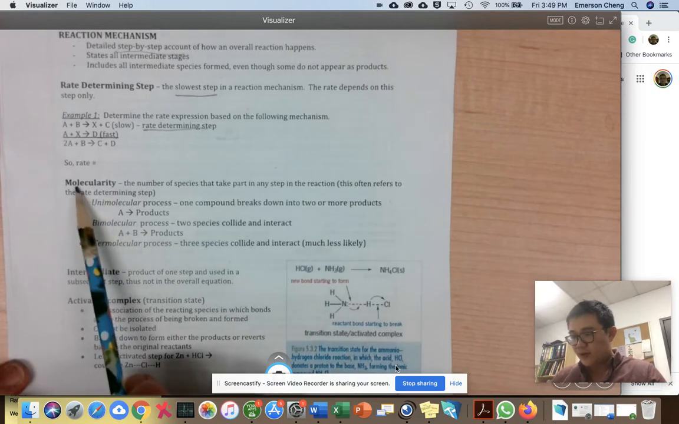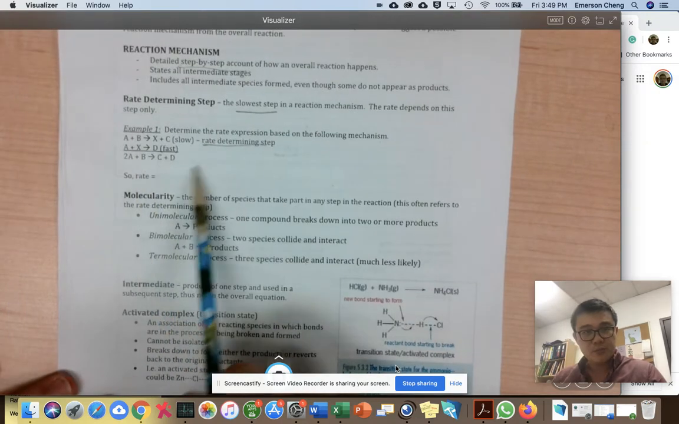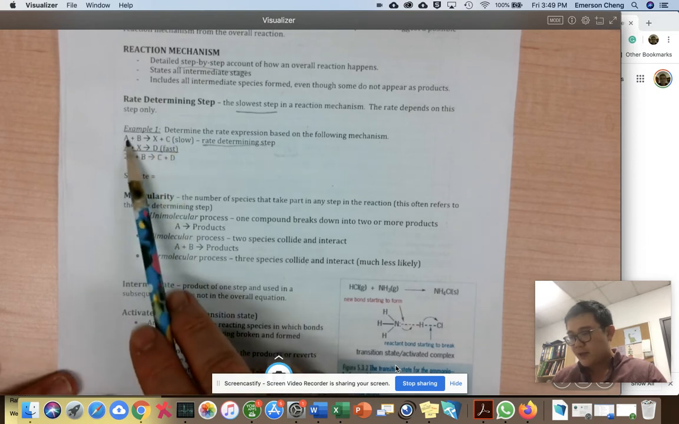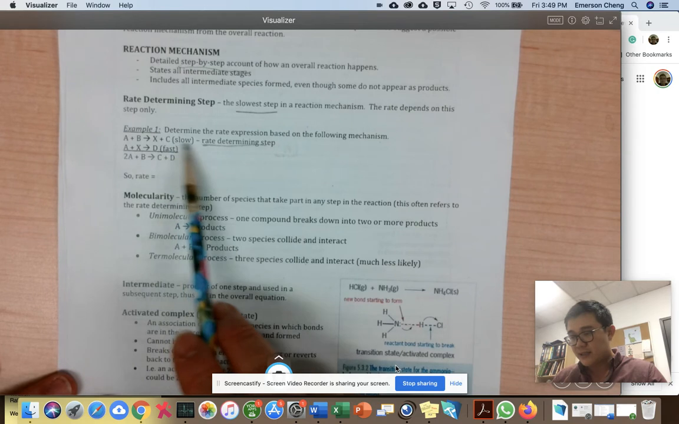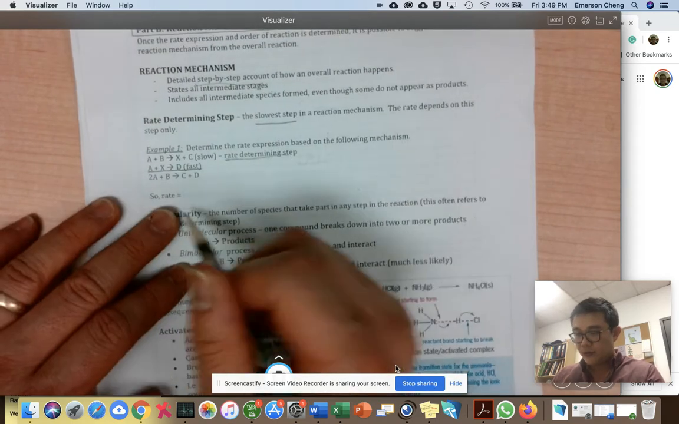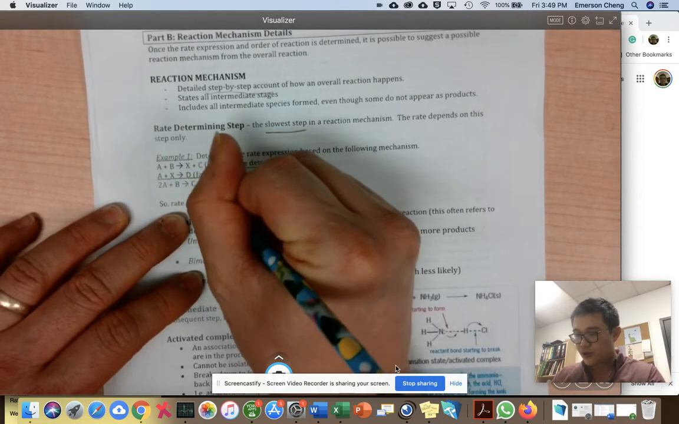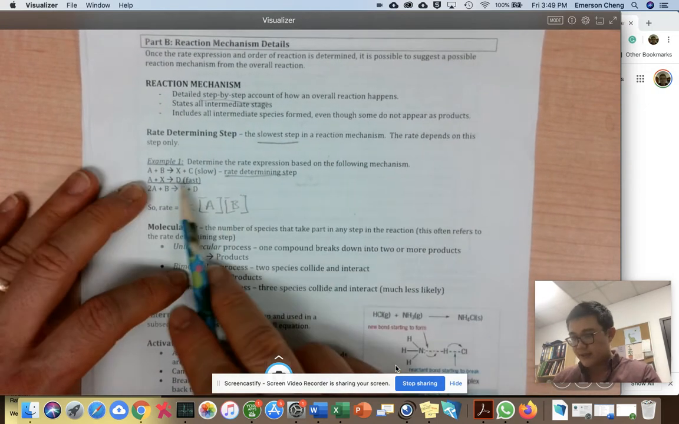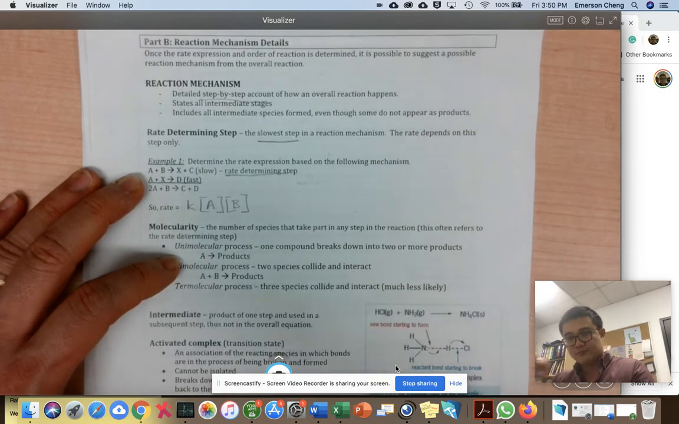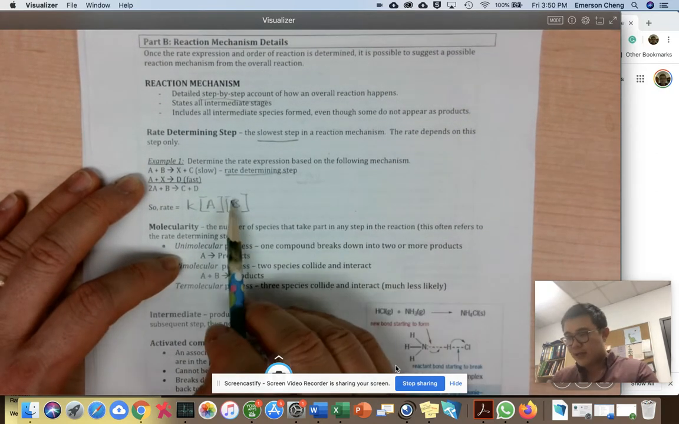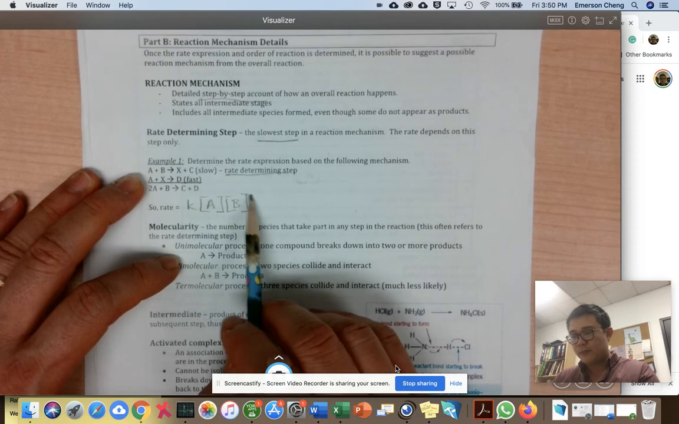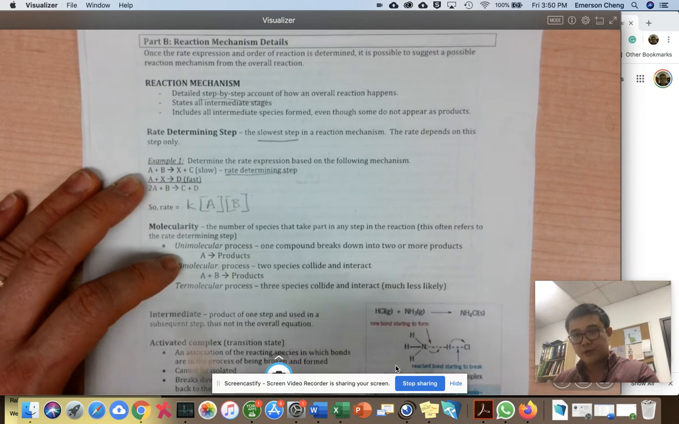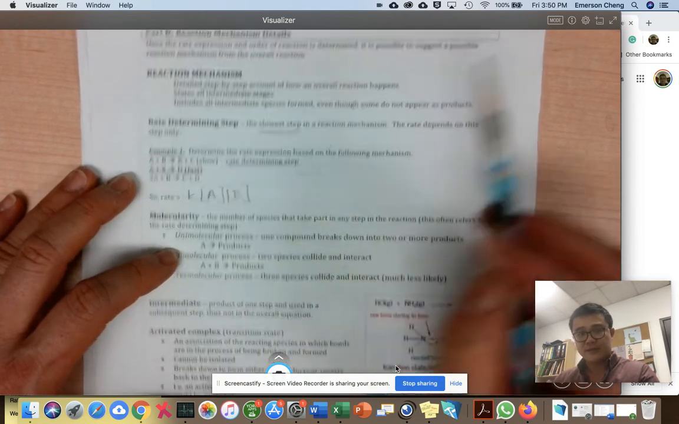In this particular example, A plus B gives you X plus C. Because this is a rate determining step, keep in mind the rate will be k times the concentration of A times the concentration of B. Because this is one elementary step, the powers will be 1. It goes with the coefficient. That's with the elementary step. Don't confuse that with the whole entire mechanism.